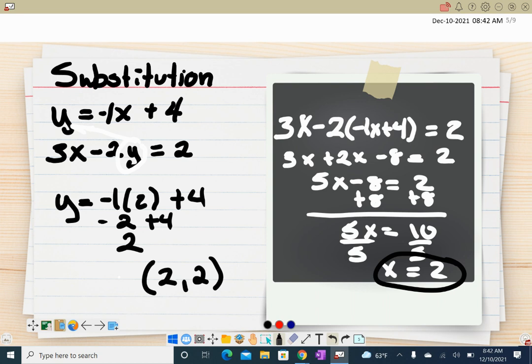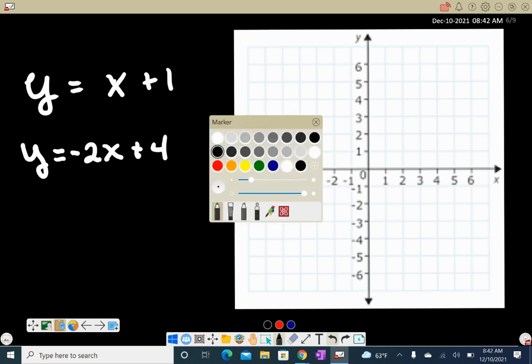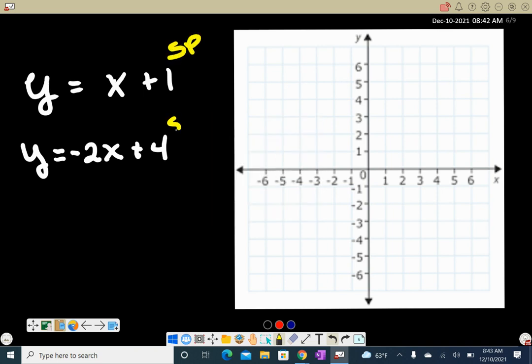Okay? All right, go to your paper, pause this video, and solve the 2 substitution problems. Hopefully that helped. When you get back, we'll work on the graphing. Okay, hopefully you solved those well. Remember, starting point and rise over run. My starting point is a positive 1, so I put a point on positive 1.